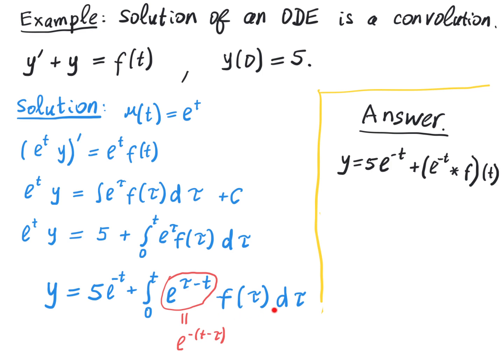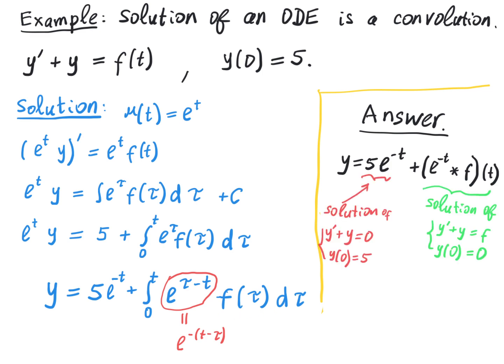Such convolution describes this integral. One other remark. The term 5e to minus t is simply the solution of the homogeneous equation y prime plus y equals 0 with initial condition 5. And the convolution term is a solution of the non-homogeneous equation with the 0 initial condition, because when t equals 0, this integral will return 0.